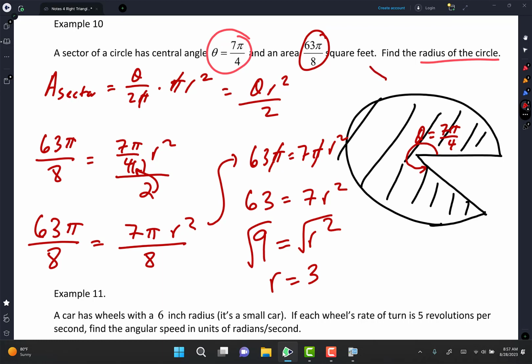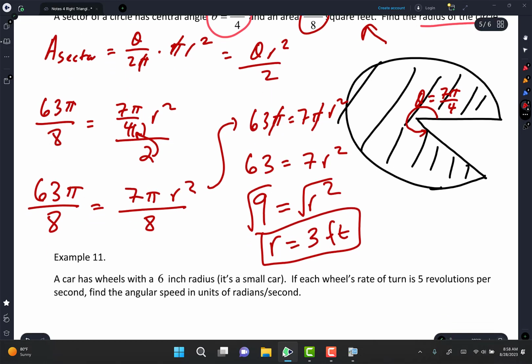And I need units. Nope, just feet. You square rooted square feet, so it's just feet, guys. Cool or not cool? Plus it's radius. Radius can't be square feet. Radius is just a length, so it's just feet. How do we feel? Do we feel okay? All right, let's go to the next one.